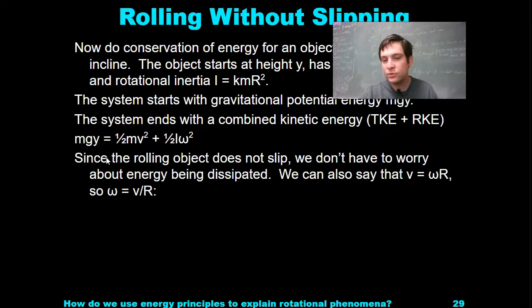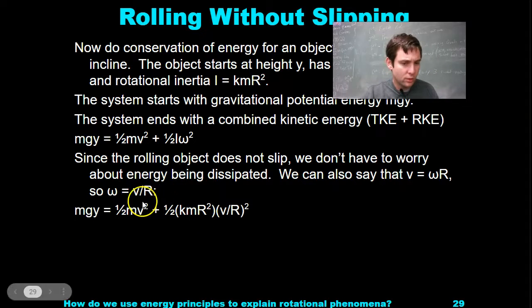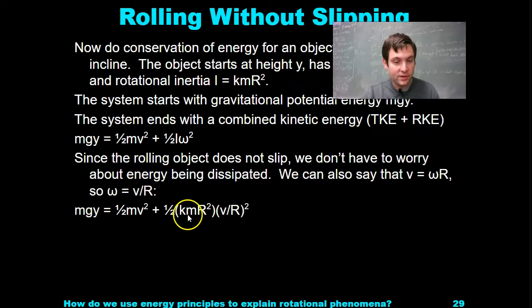Because the object rolls without slipping, we don't have to worry about energy being dissipated. So we can also say that v equals omega times r, which gives us omega is v over r. So without even needing our angular velocity, because it's not given to us, we can just substitute in that v over r. There's our conservation of energy equation.